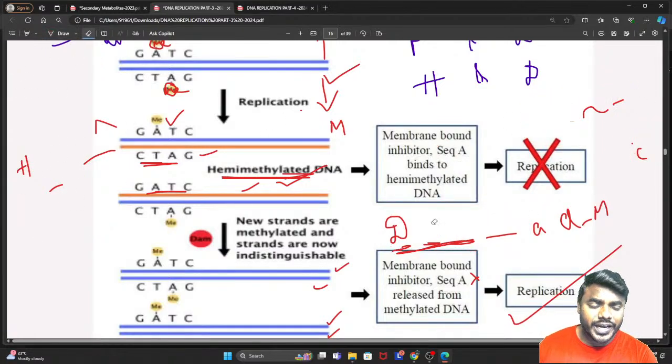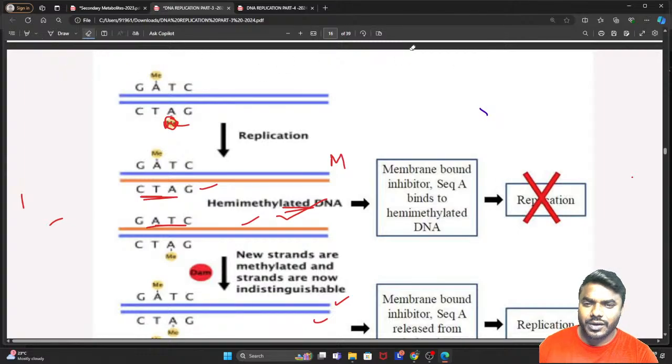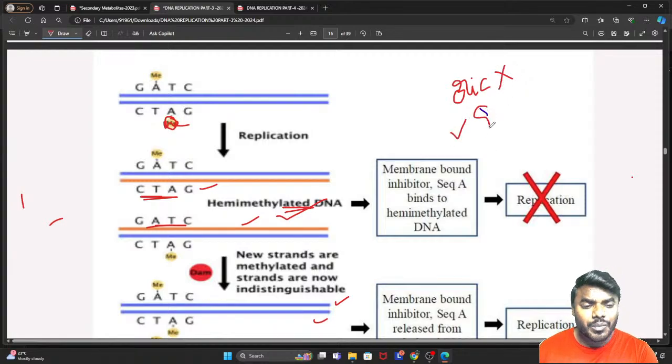For the people who did not understand, I am explaining one more time very clearly. Just understand what exactly I am explaining to all of you. My point is that I want all the students to understand how I am going to block the ORC. I can block the ORC by an important inhibitor called SeqA. This is very clear. That is the first point.